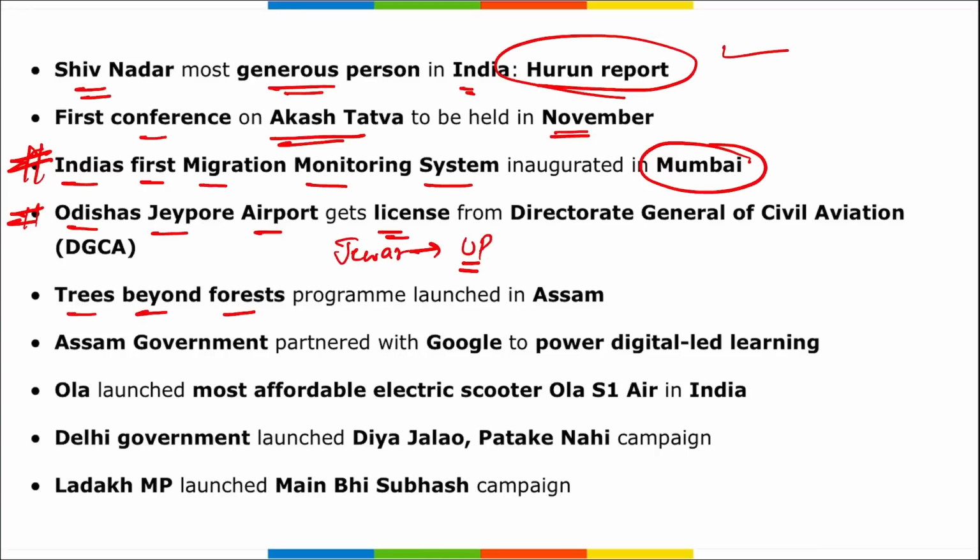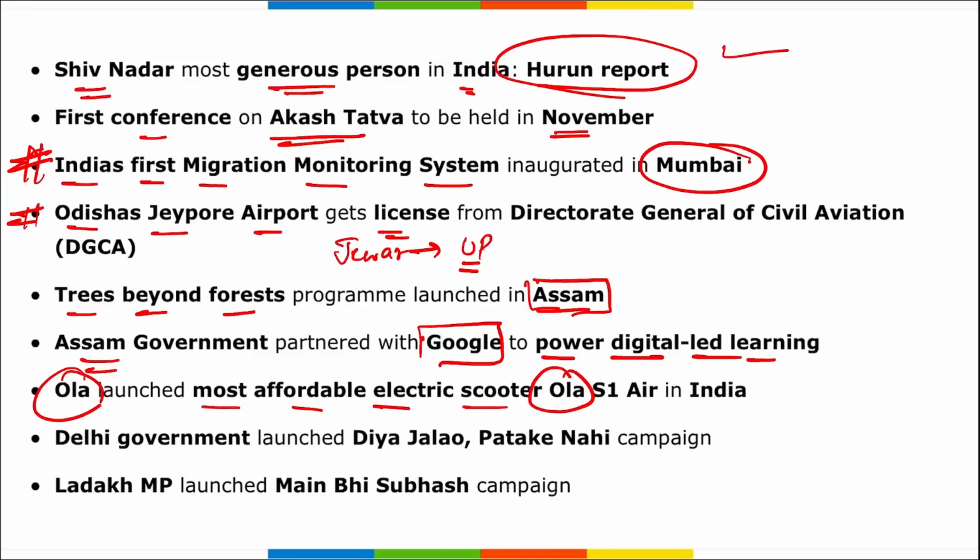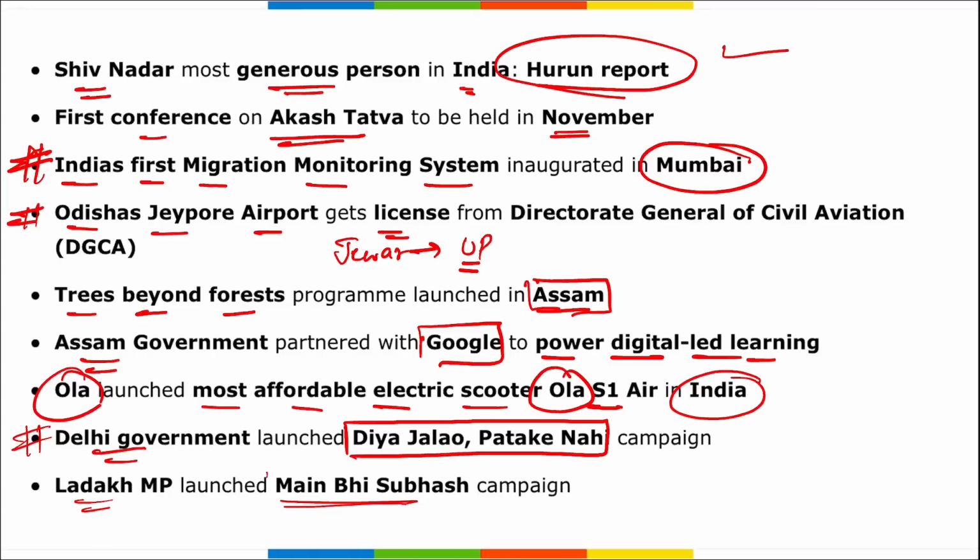Then the Trees Beyond Forest program was launched in Assam. The Assam government has partnered with Google to power digital-led learning. Ola launched its most affordable electric scooter, the Ola S1 Air. The Delhi government launched the Diya Jalao Patake Nahi campaign. Important. A question will be directly asked to you: the Diya Jalao Patake Nahi campaign was launched by which state government? It was launched by the Delhi government. Then the Ladakh MP launched the Main Bhi Subhash campaign. Important, take a note.